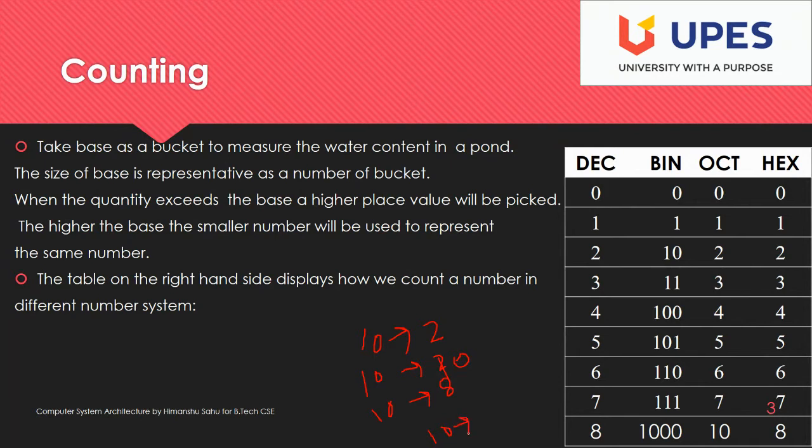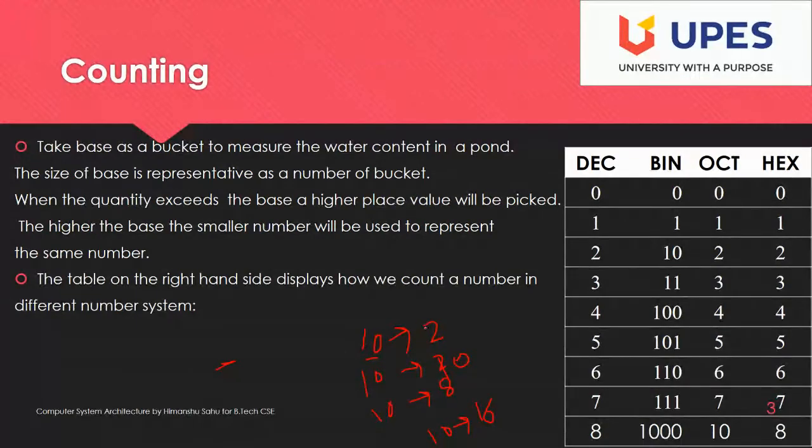The reason is pretty simple. By observation, you can see that 1 0 will always represent the base, because the maximum value for one digit will be base minus 1, among the symbols we are having. So whenever we add 1, we will be getting the base.